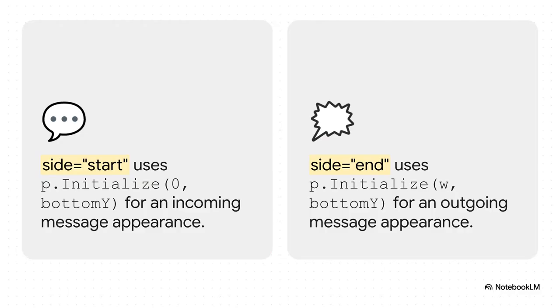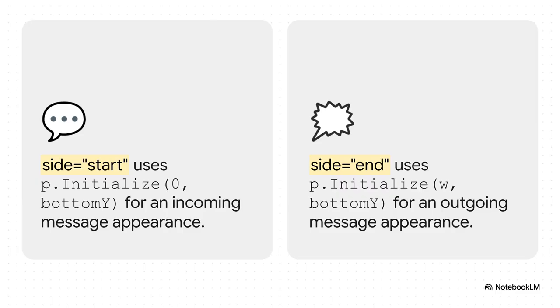But wait, how does it know which side to put the tail on? How does it know if it's your message or their message? The solution is so clever because it's so simple. For an incoming message on the start side, the drawing path starts at coordinate 0. But for an outgoing message on the end side, the path starts at W, which is the full width of the bubble. By changing literally just one value, the code completely flips the orientation.